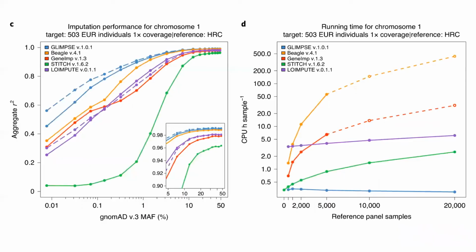From GLIMPS's paper, they did a comparison of the performance at different genetic variant allele frequencies, so rare variants versus common variants. Sadly, Stitch does not do very well, except for very common variants. And GLIMPS tends to outperform most of the other imputation methods. The running time, of course, also, they cut this down incredibly, so it's very computationally efficient.